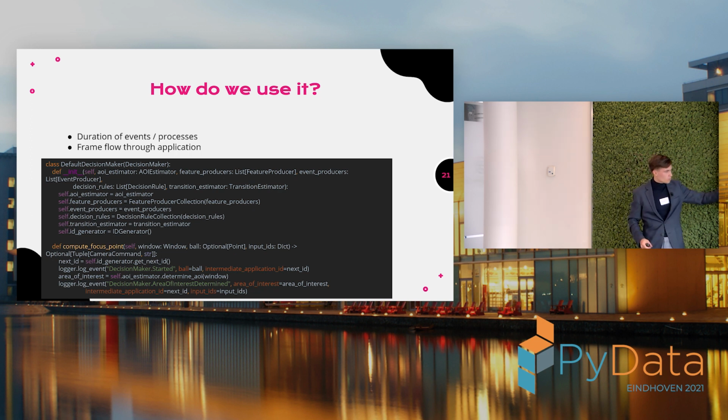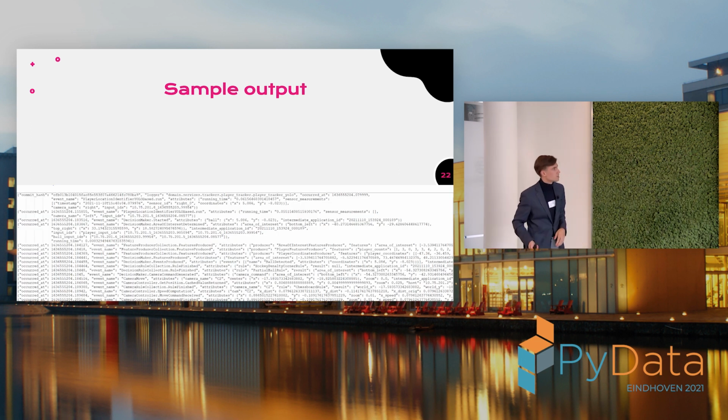And we log that it started, so then we have the first time we actually have this ID. And here, for example, we compute this area of interest, and we also log this. So it logs the event, logs the ID, it logs some attributes, and basically this is done. This is an example of the output.